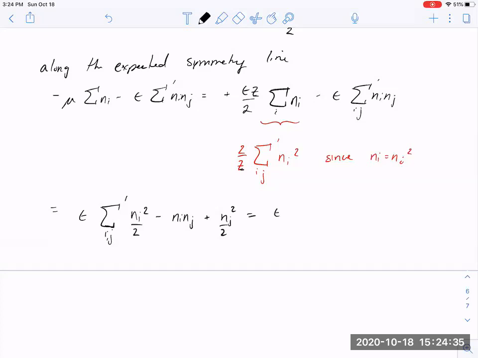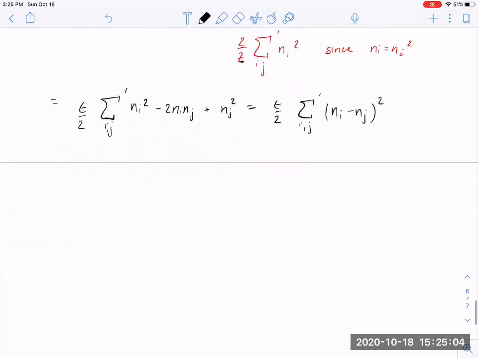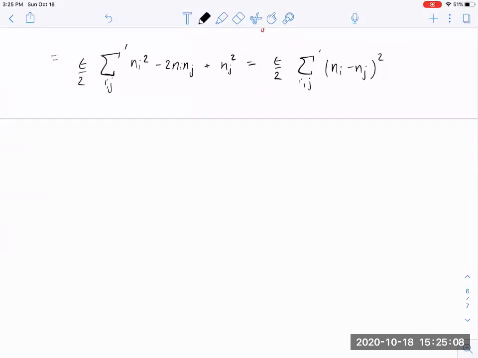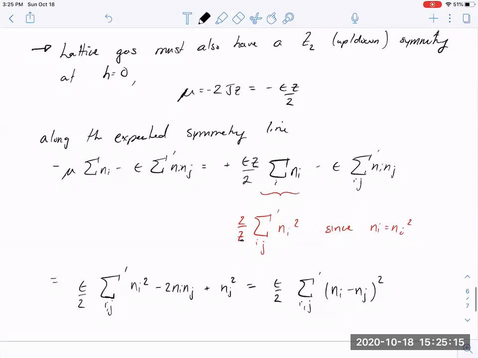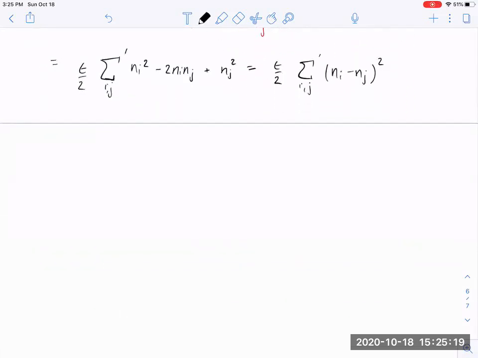That is then equal to epsilon by 2, pulling the 2 out. If I did that here, those go away, that goes away, and I have a factor of 2 here, which is now manifestly a square. So if I have this restricted sum, I can now write that as Ni minus Nj quantity squared. So that is an exact rewriting along this special line where mu is equal to minus epsilon z by 2, which is the symmetry line that we found by first mapping to the Ising model and then noting that the Ising model has a symmetry about h equals 0.